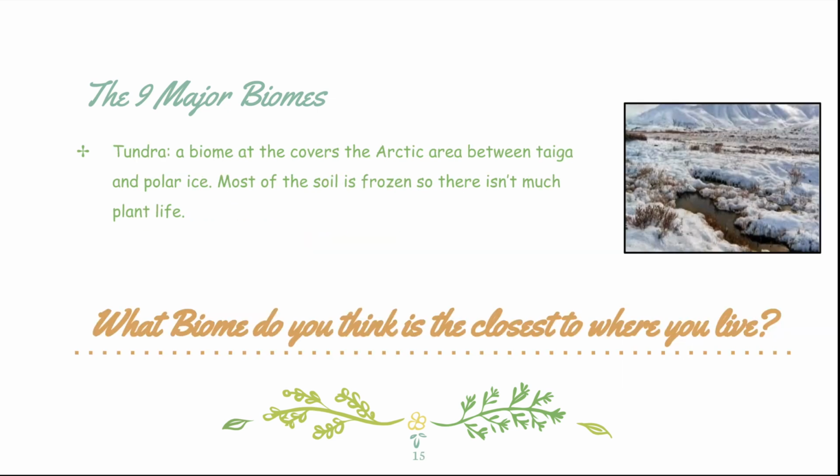And finally, the 9th major biome, the tundra. This is a biome that covers the Arctic area between taiga and polar ice. Most of the soil is frozen, so there is some, but not much plant life.